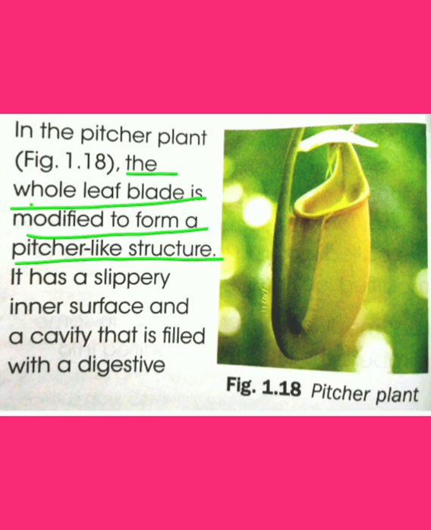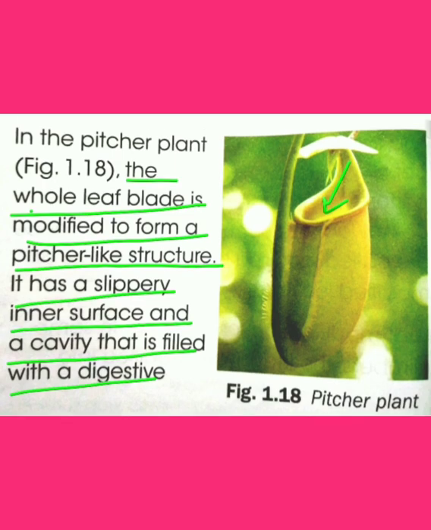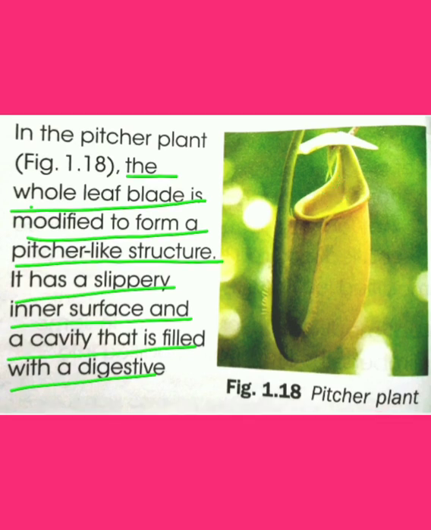Next, it has a slippery inner substance and a cavity that is filled with digestive fluid. So inside it there is a cavity as well as slippery and is filled with some digestive fluid, so that the insect easily gets stuck by the fluid and the plant can digest it.